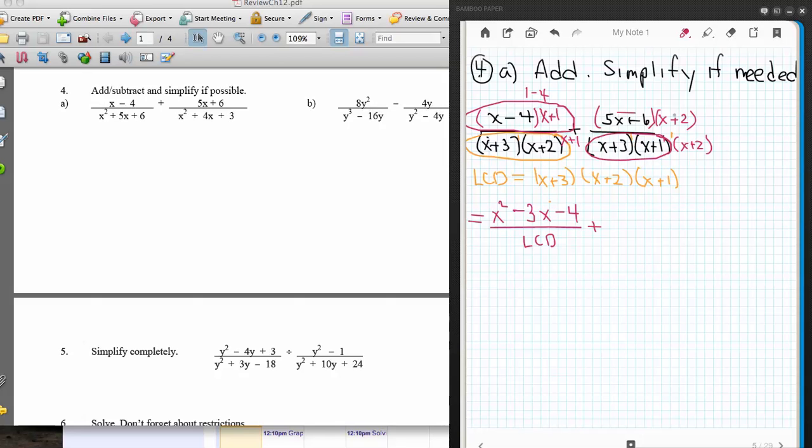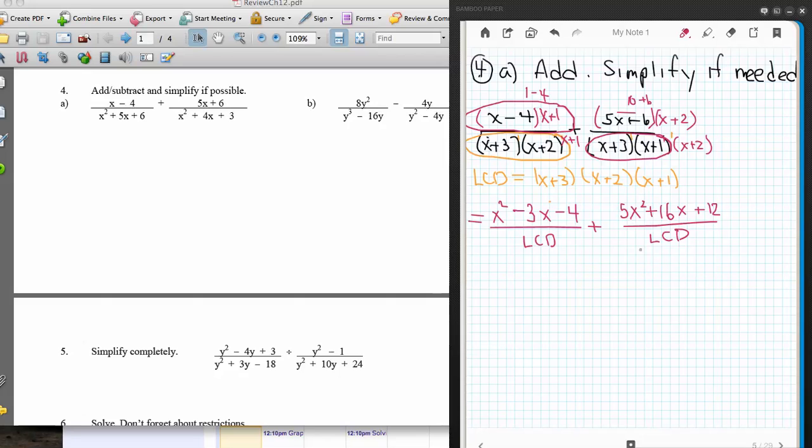So again, I need to multiply this up here. So I get x times 5x, which is 5x squared. And then outside, I'm going to get a product of 10. And inside, I'm going to get a product of 6. And they're both positive, so it's going to give me plus 16x. And then finally, I'm going to multiply 6 and 2 and get 12. So there's my new numerator. And again, I'm going to just write that over the LCD.